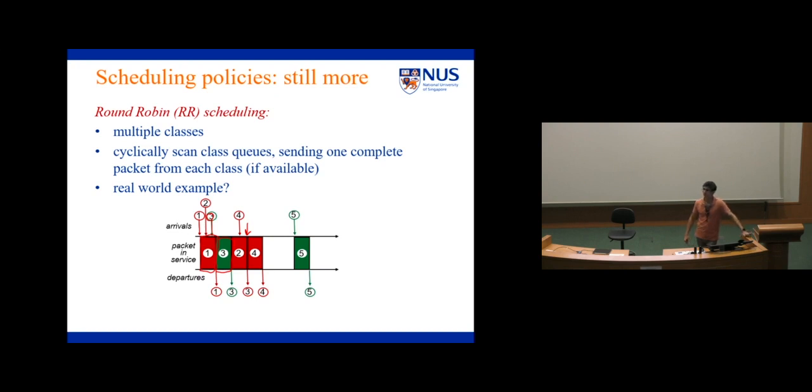Let's think about real-world examples. Does anybody have an idea of round-robin scheduling in real life?